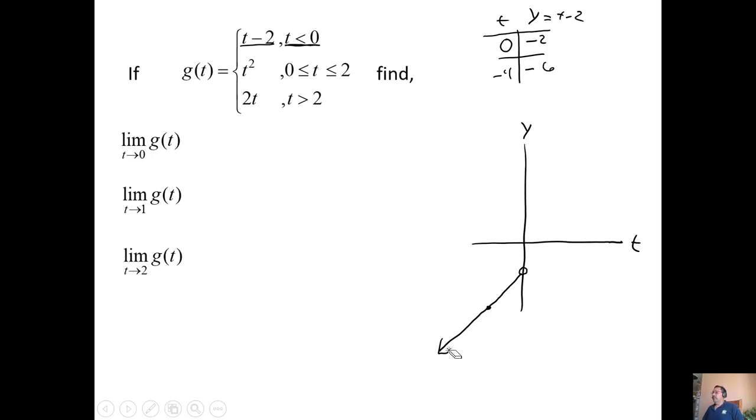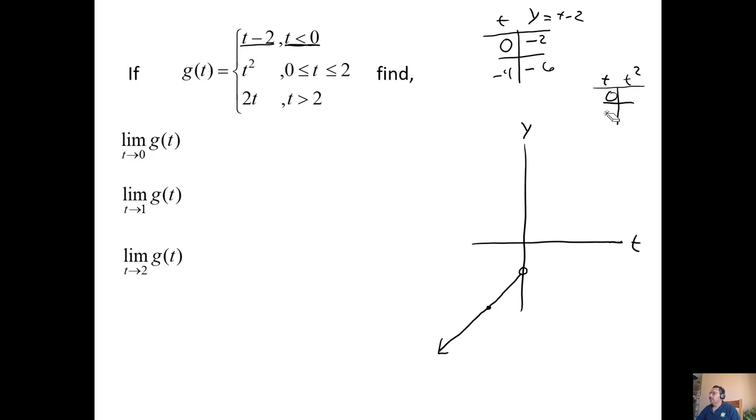There we go. Then when we go to graph t squared, you should know what that is. That's a parabola. But again, you're only looking at that parabola for t values from 0 to 2. So then you should make another table for that one. T squared.